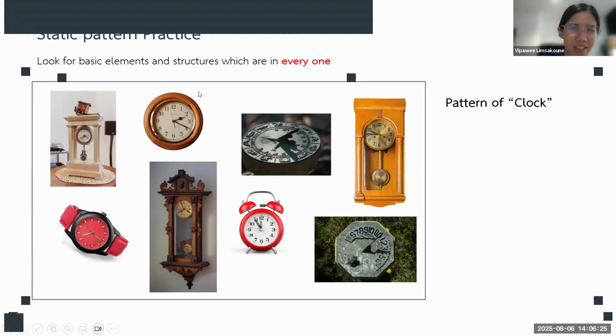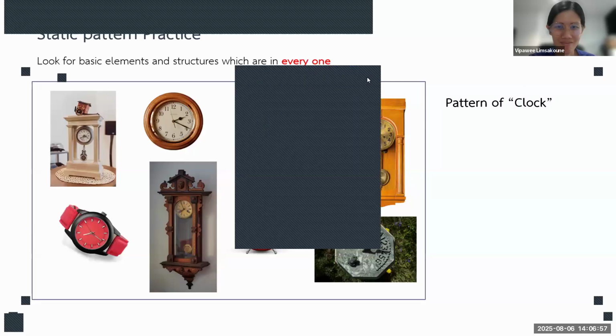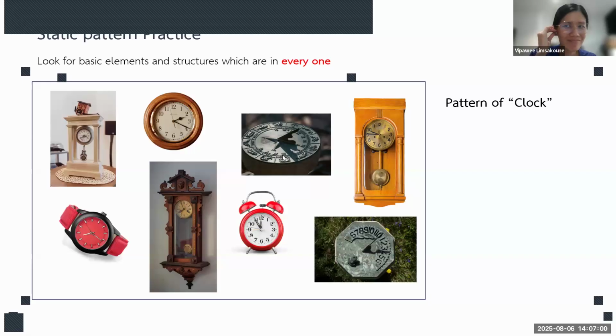This one is the static pattern. What are the basic elements and structure? Not in every one, but in every picture, I would say. What do you see as basic elements in every picture? You can type in the chat box or you can turn on the microphone. What are elements that are in every picture?